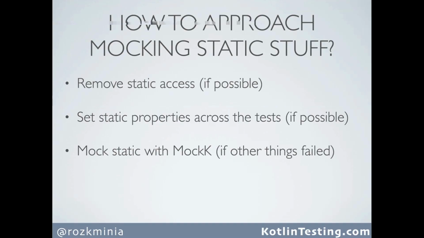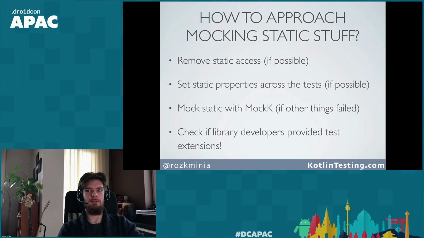And if other things failed, you can use a mocking framework to do the hard work for you. You can use Mock-K, PowerMock. PowerMock was popular in Java when I was developing Android apps with Java. And of course, if you are brave enough, you could try to use reflection to modify existing properties at runtime and then use static objects in your test with proper configuration. And sometimes library developers also provide some test extensions for methods that they exposed in a static way, so you probably could use that.